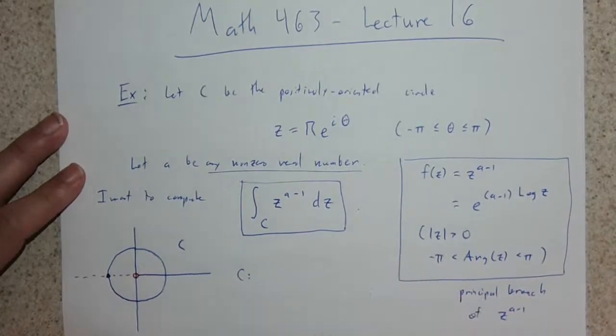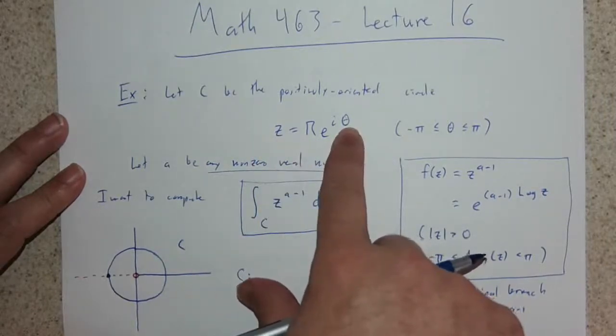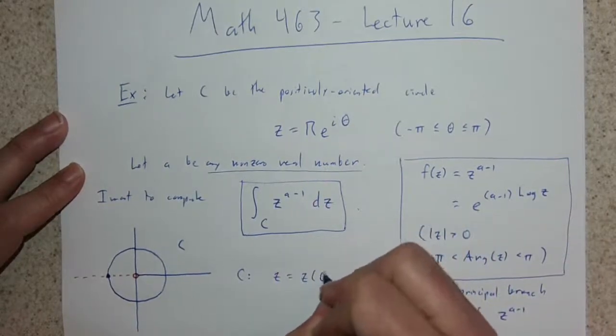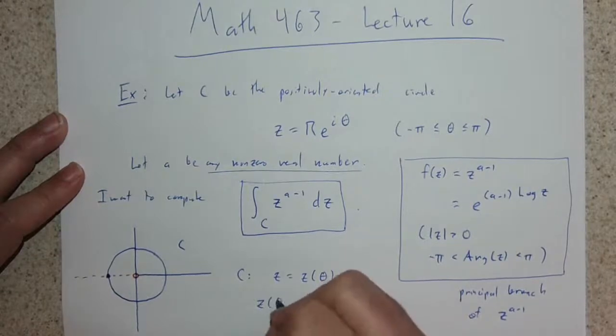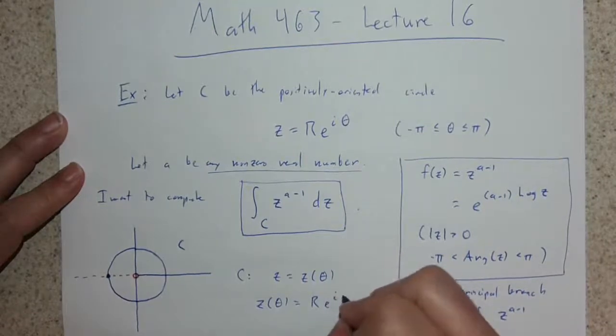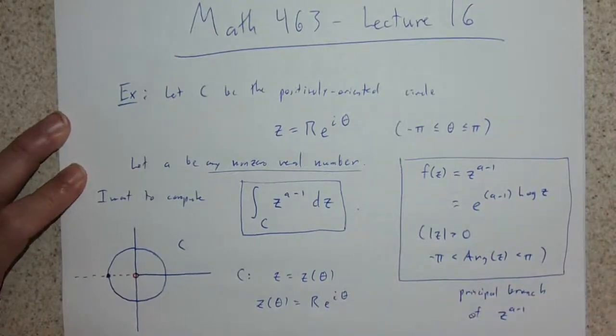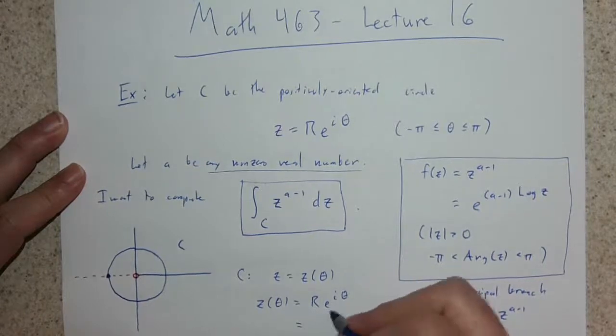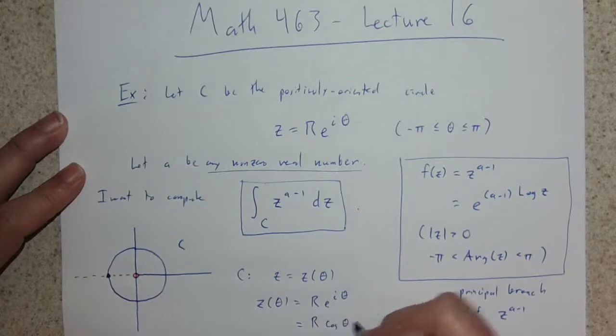So here, what is a good parameterization to use? Well, we already have z in terms of theta, right? And so z is equal to z of theta, where z of theta is just r e to the i theta, right? Using Euler's formula, you can think of this as r cosine theta plus i times r sine theta.